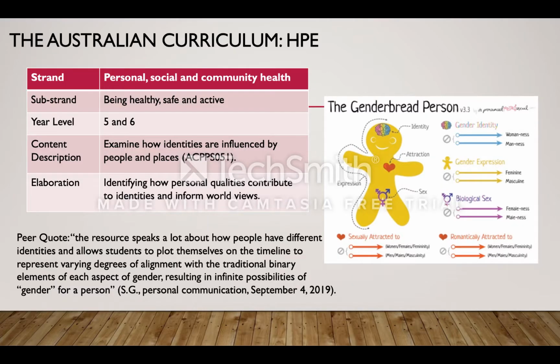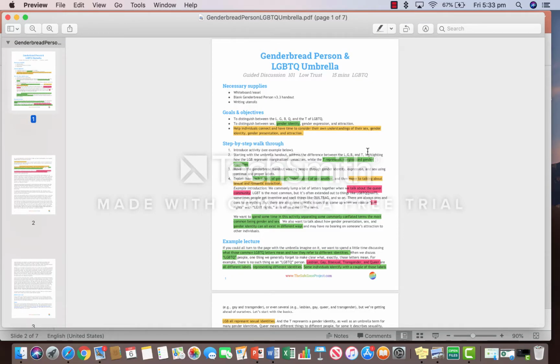The strand that I have chosen to link this resource to is personal, social, and community health. When I look at the goals and objectives, I can see that the students will be learning about the LGBTQ community, as well as distinguishing the differences between the four elements and then connecting their own personal understandings with the elements. Now, if I'm just looking at the words that have been highlighted in yellow, this is my linking to my chosen focus area of mental health and well-being, and relationships and sexuality.